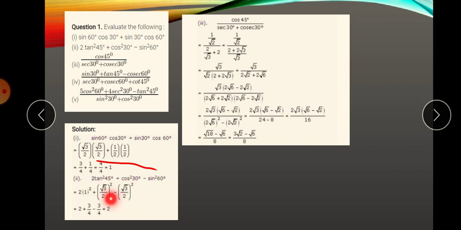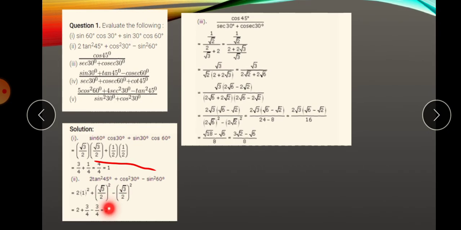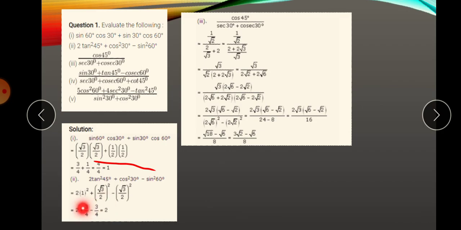Same thing here, tan square 45. You should remember tan square: first you find tan 45, then square that number. Tan 45 is 1, then 1 square is 1. Then multiply 2 into 1, which is 2. In the same way, root 3 by 2 whole square means 3 by 4. Then 3 by 4 plus 3 by 4 minus 3 by 4, the 3 by 4 terms will get cancelled. Then 2 is the answer.